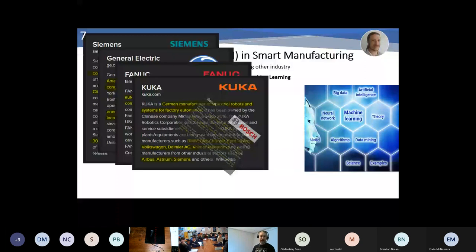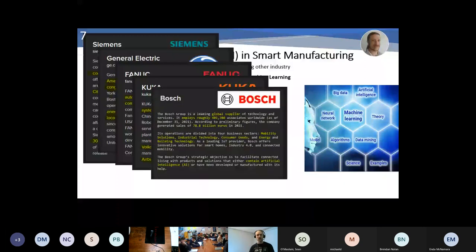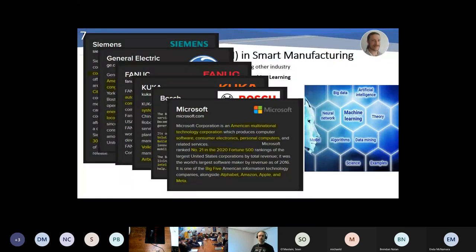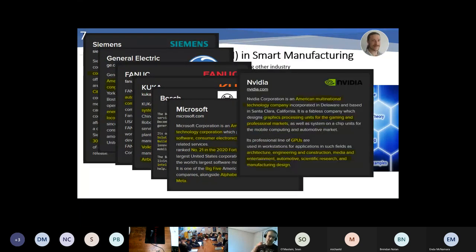401,000 employees globally, and global sales of almost 80 billion euros in 2021. These guys are again into mobility solutions, industrial technology, consumer goods, that kind of area of things. Microsoft, which I'm assuming most people are aware of, another American multinational technology company, making computers and Windows, their most famous product. And then you have NVIDIA, who make graphics cards, another American multinational technology company.